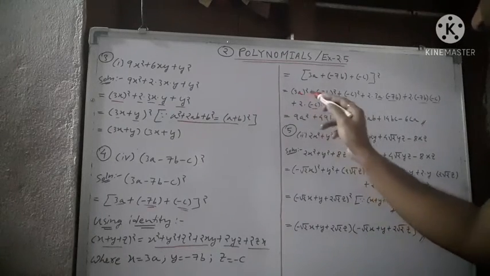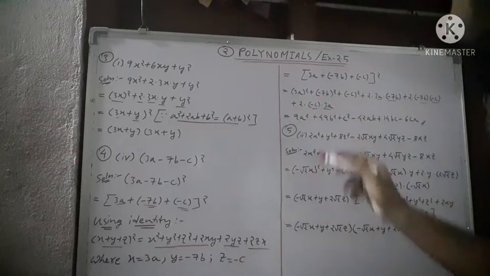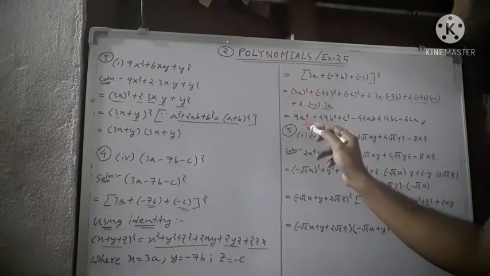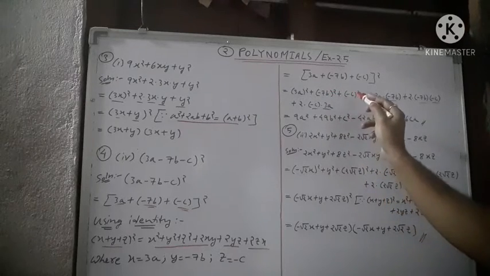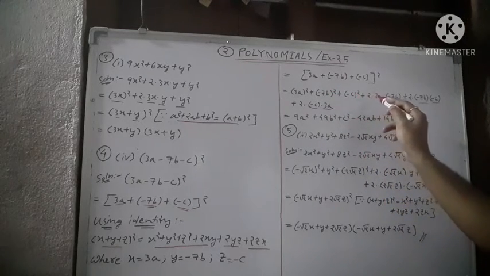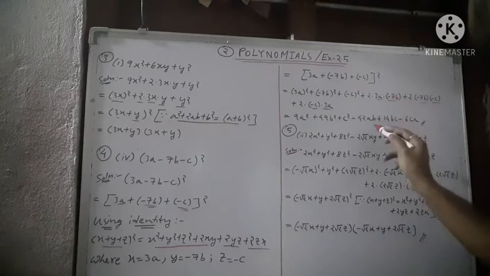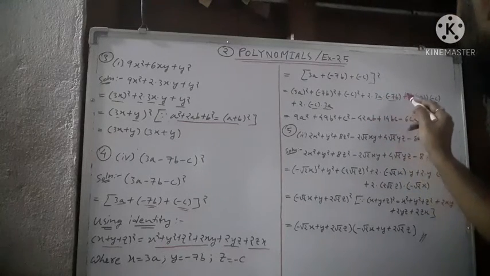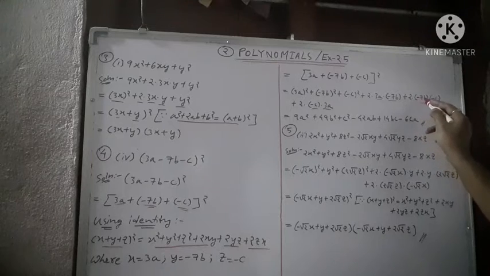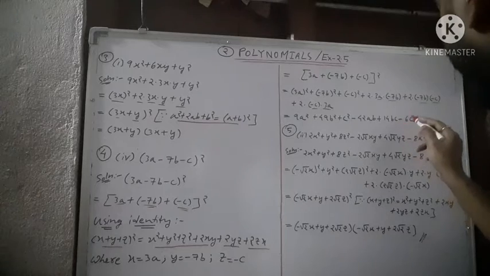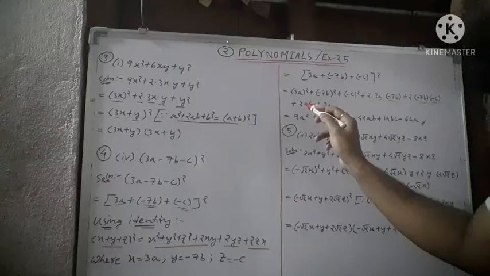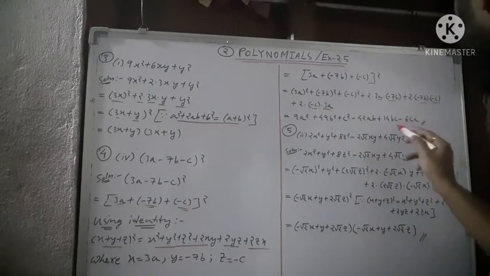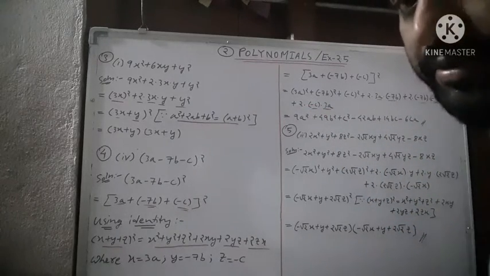So if we put this, and after a little bit of simplification, we will get this: (3a) whole square as 9a square, (-7b) whole square as 49b square, (-c) whole square as c square, then plus 2 dot 3a dot minus 7b, it gives minus 42ab, plus 2 dot minus 7b dot minus c, it gives 14bc, and the last one, plus 2 dot minus c dot 3a, it gives us minus 6ca. So this is the required answer for this question.